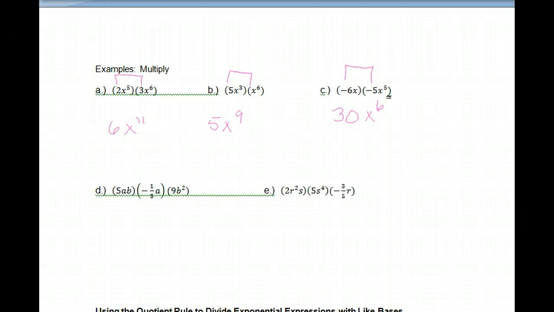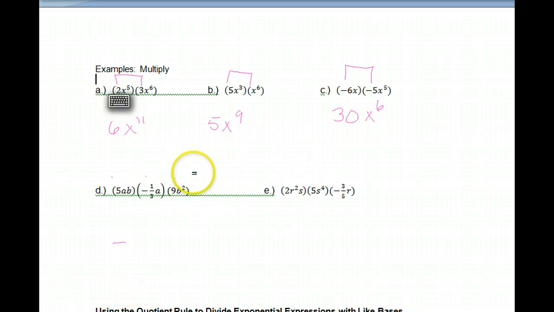Now, letter D is one that I wanted to walk you through first with me before I let you loose on it. So as you're looking through here, we have a positive, a negative, and a positive. I taught you a trick a while back that whenever you had an odd number of negative signs, your answer would always stay negative. So we're going to go ahead and bring that negative sign down so that we don't have to even think about it and worry about it.